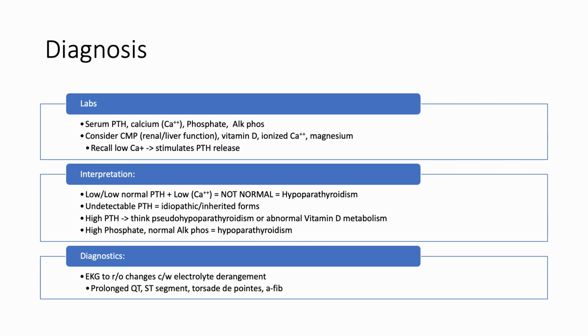Go ahead and get an EKG. We want to rule out changes that are consistent with any sort of electrolyte derangements that include a prolonged QT or an ST segment change or torsades. Remember, magnesium is going to play a role in here. They could have AFib.